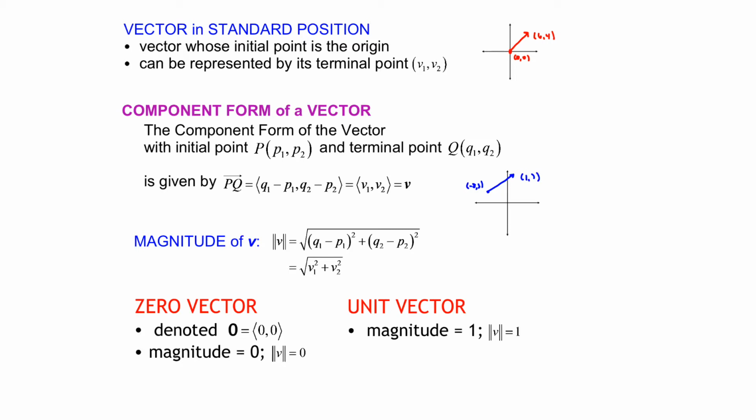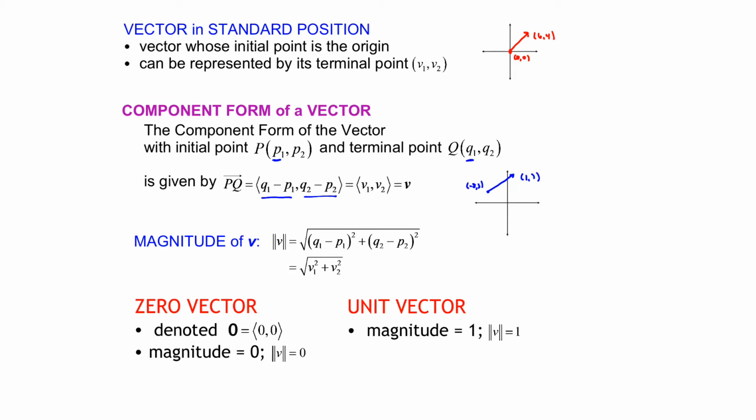So that was not in standard position. The component form of this vector, how you find that, is you're going to subtract q sub 1 minus p sub 1. So you take your terminal point's x-coordinate minus the initial point's x-coordinate. And then you take q sub 2 minus p sub 2. That will give you vector v in component form.